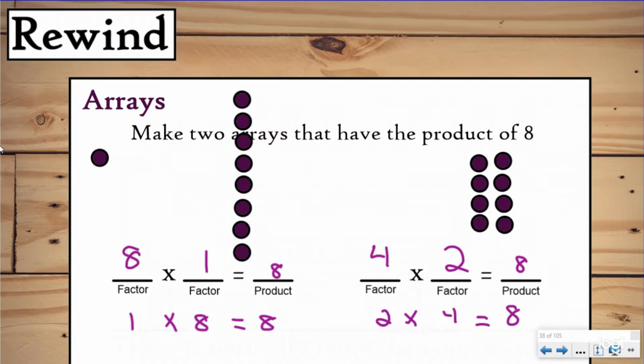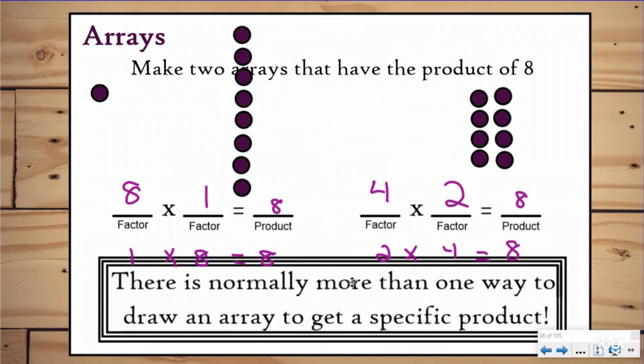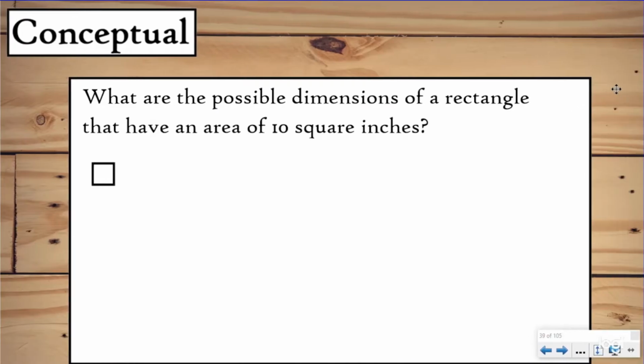But our key thought to take away from this is that there is normally more than one way to draw an array to get a specific product. That's a lot of words for a key thought. What we're trying to say is unless the product is 1, you can flip the array to switch the factors, and if it's a composite number, you can make 2 completely different arrays to get the same product. Those are properties of multiplication, right? And so if we take this knowledge and we apply our array knowledge to area like we have before, that's how we came up with the formula for area. We can do the same thing, but with unit squares.